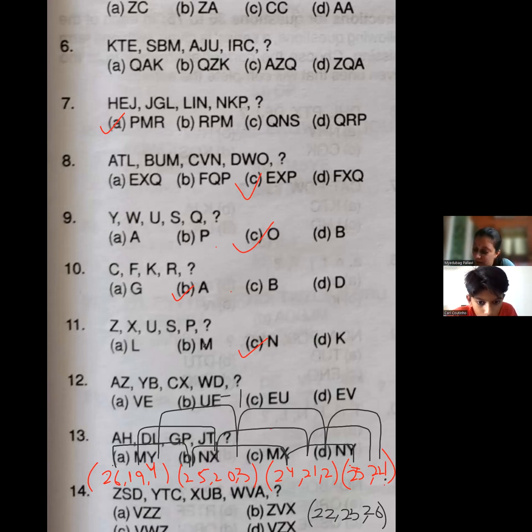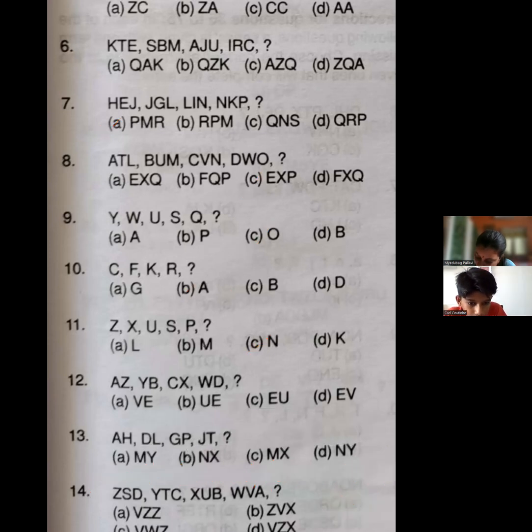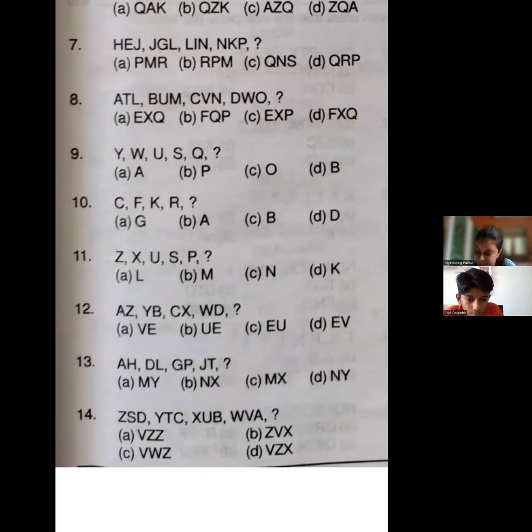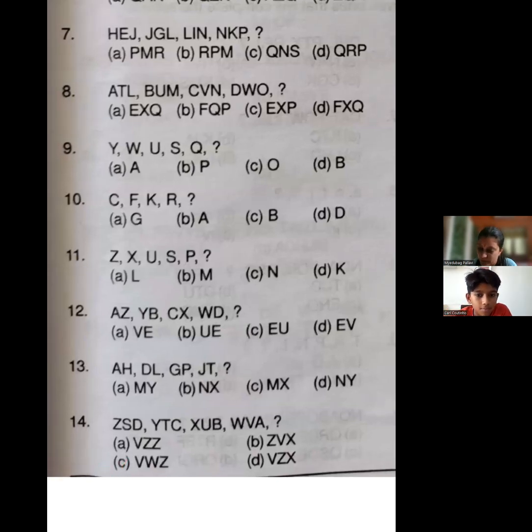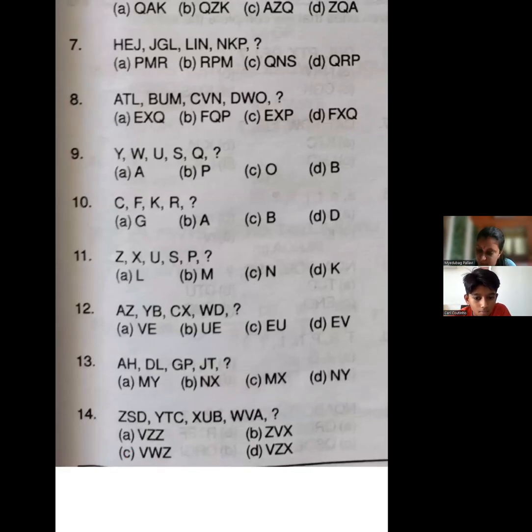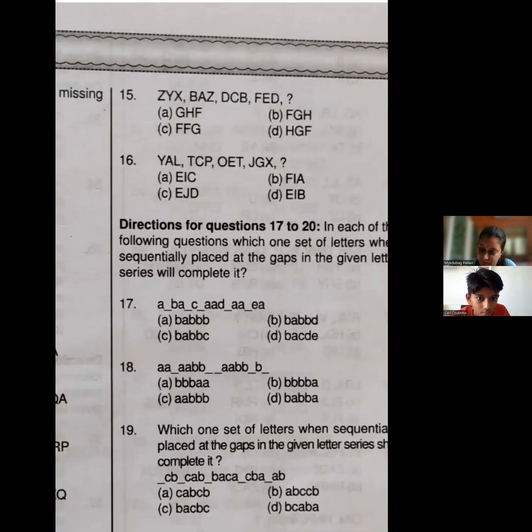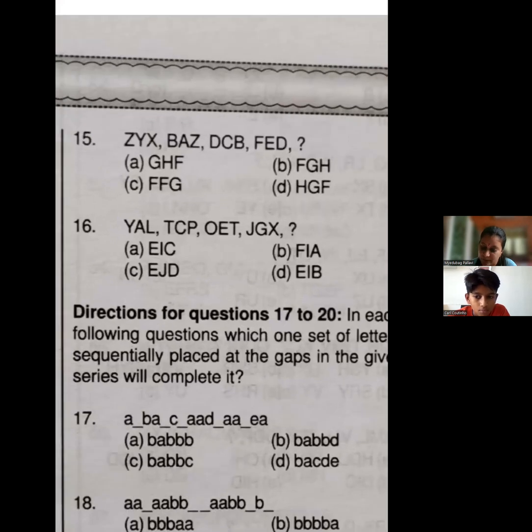Tell me by looking at these: 22, 23 and 26. So 22 is for V, 23 for W, and 26 for Z. Correct. V, W, Z. Which one? The C part. Right? Okay, let's proceed further. This one, the 15th.